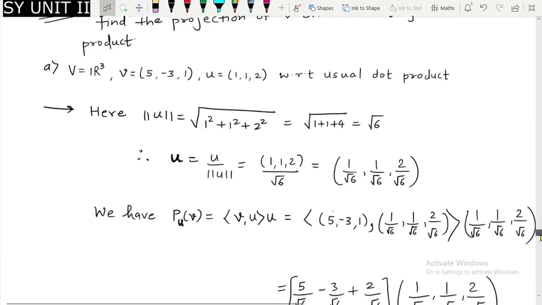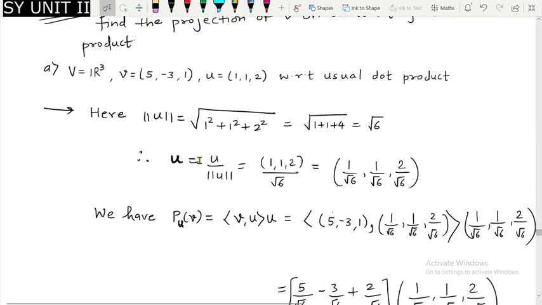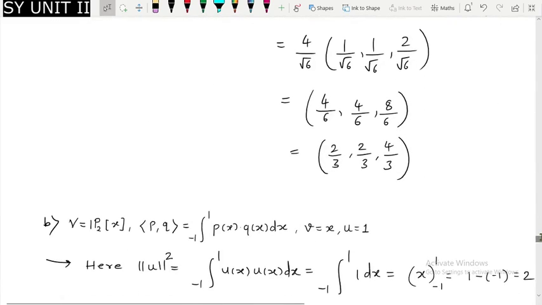And over here the point given to us was this 5 minus 3 1, which is a point of R3, as you can see, and this is that projection.